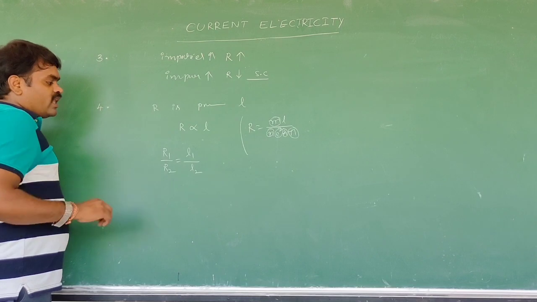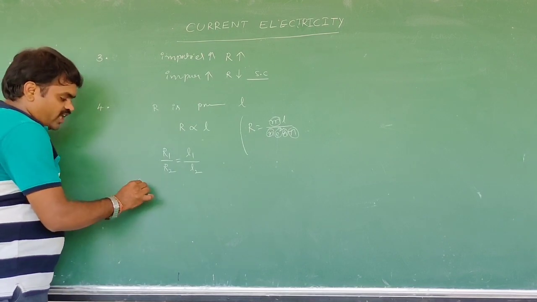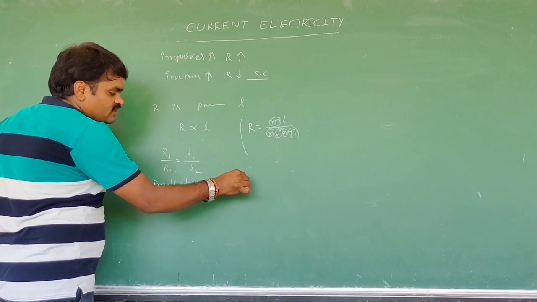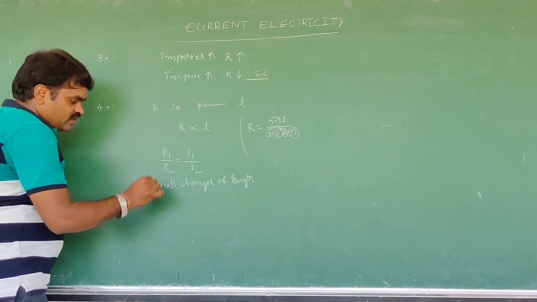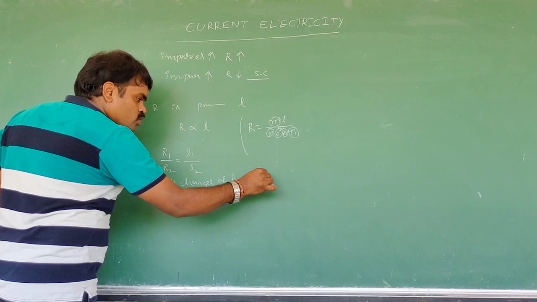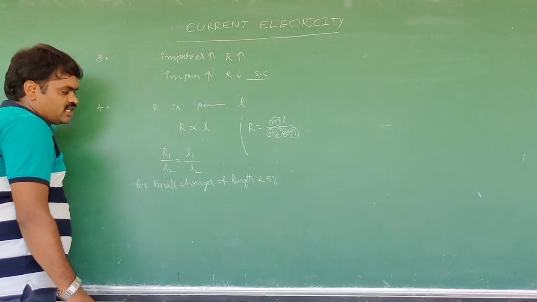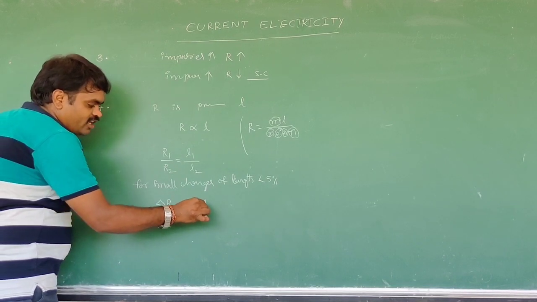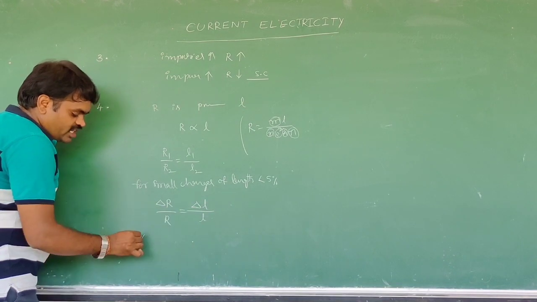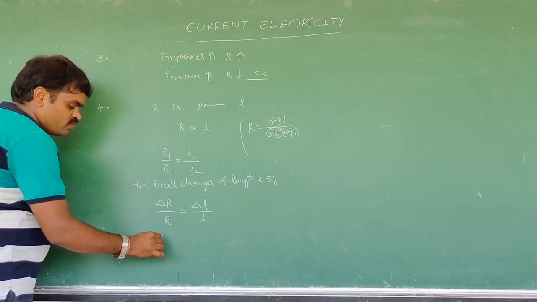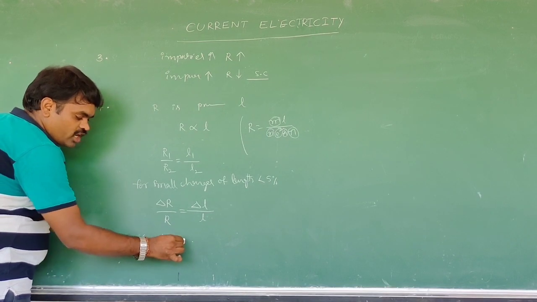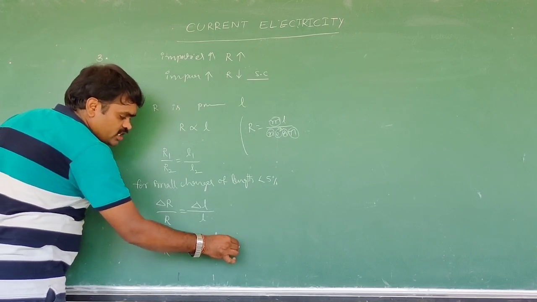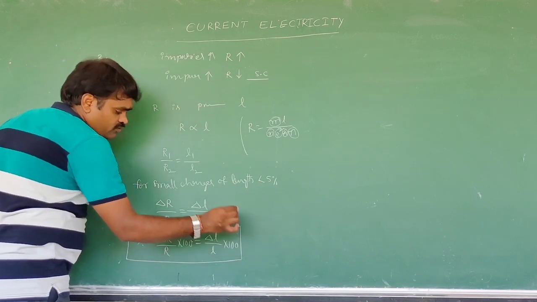Then we can find the errors. For small changes of length, that is less than 5%, ΔR by R is equal to ΔL by L. The percentage change in resistance, ΔR by R into 100, must be equal to ΔL by L into 100. It's very important from the NEET point of view.